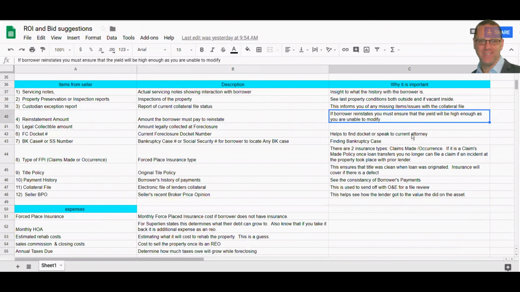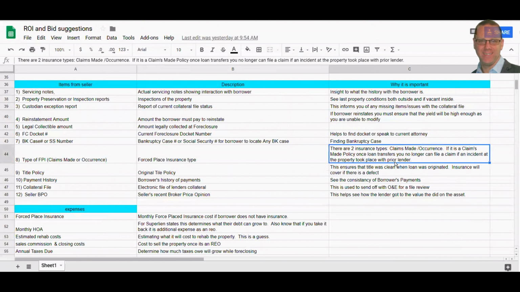So obviously bankruptcy files, foreclosure docket numbers and whatnot. The insurance is a huge one as well. With a claims made policy, once a loan transfers, you can't file a claim if the incident happened while the previous seller owned it. Meaning if you bought a property and two weeks later found out the property had damage, you can't file an insurance claim if it's a claims made policy. So be sure you're being careful about what the seller's forced place insurance is on the property.